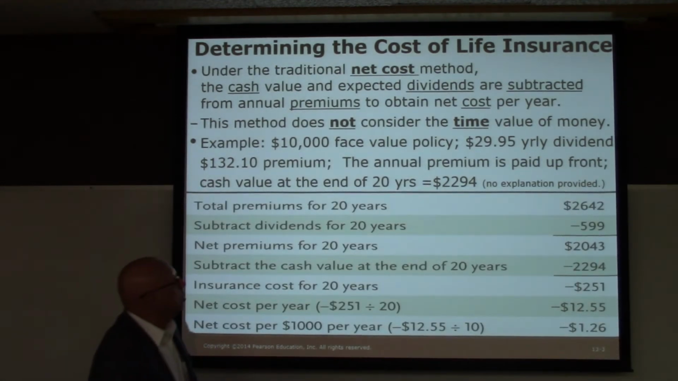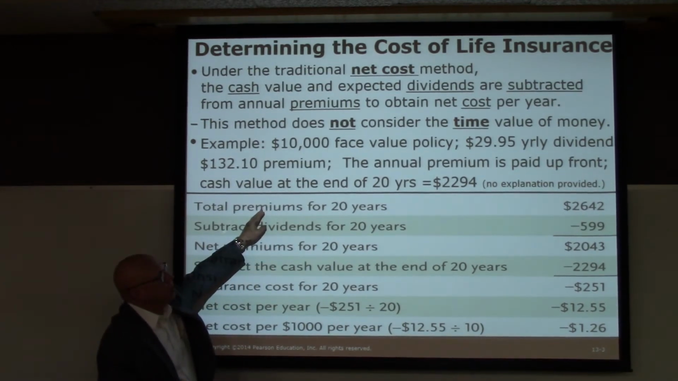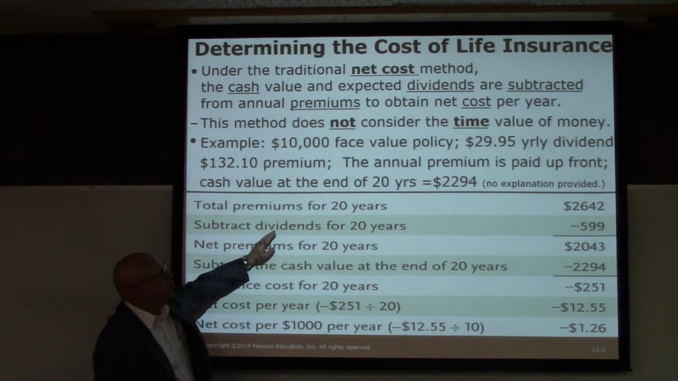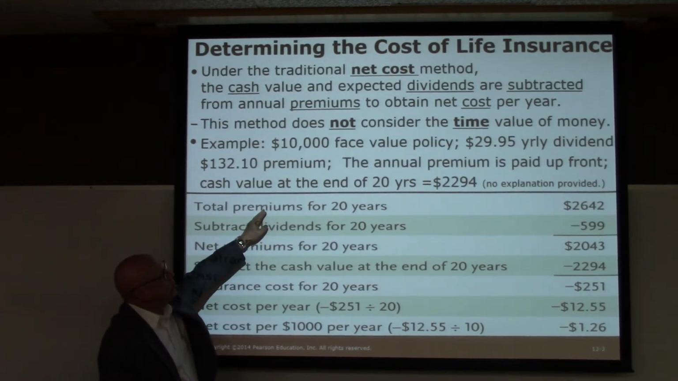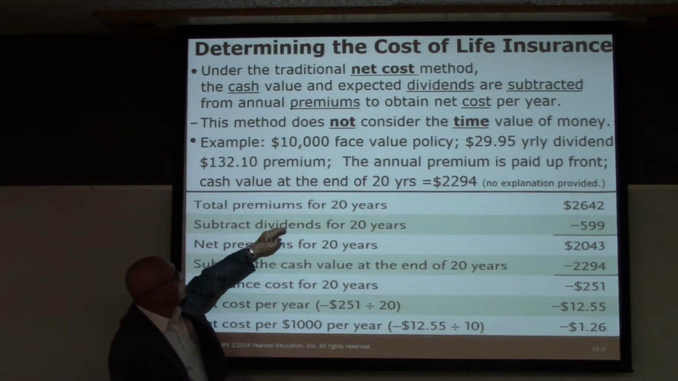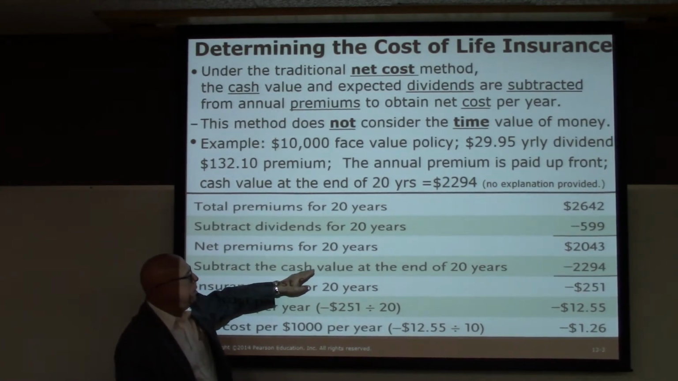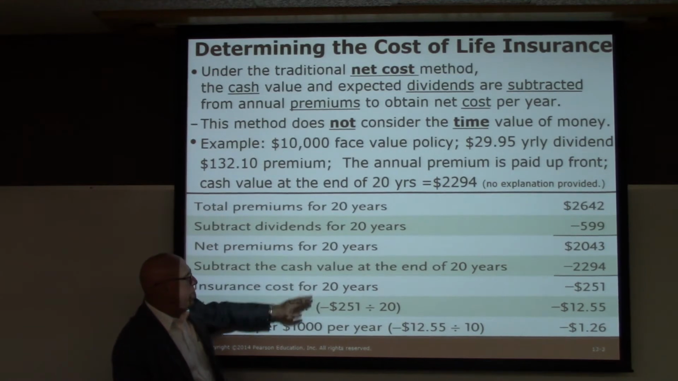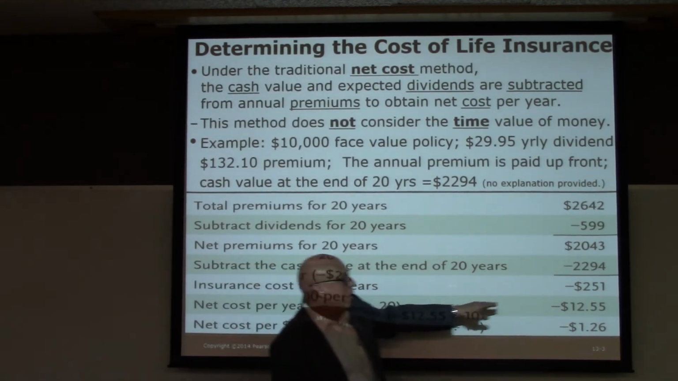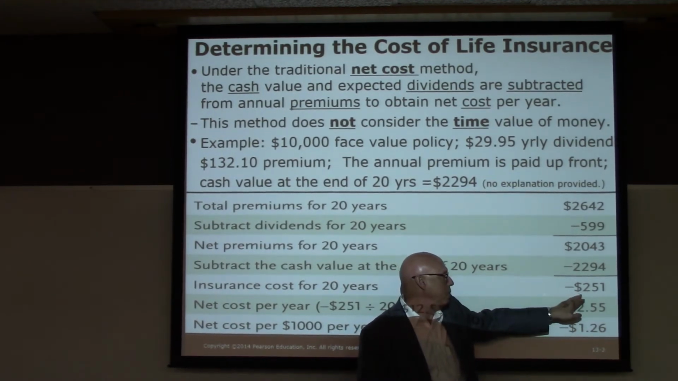All right. So here's your total premiums for 20 years, $2,642. Here's your total dividends. So this is $132.10 times 20. This is $29.95 times 20. Okay? So you subtract the dividends from the premium, and then you subtract the cash value from the total premium, and what you get is you actually paid in a negative $251. In other words, they paid you back $251 more than what you paid in, okay?